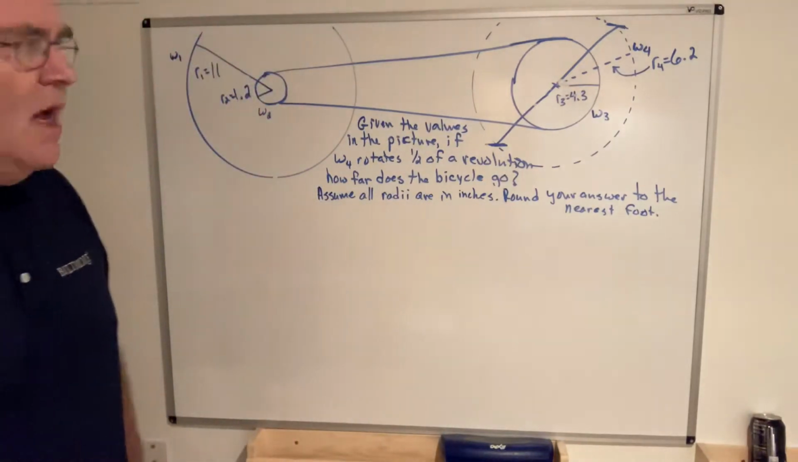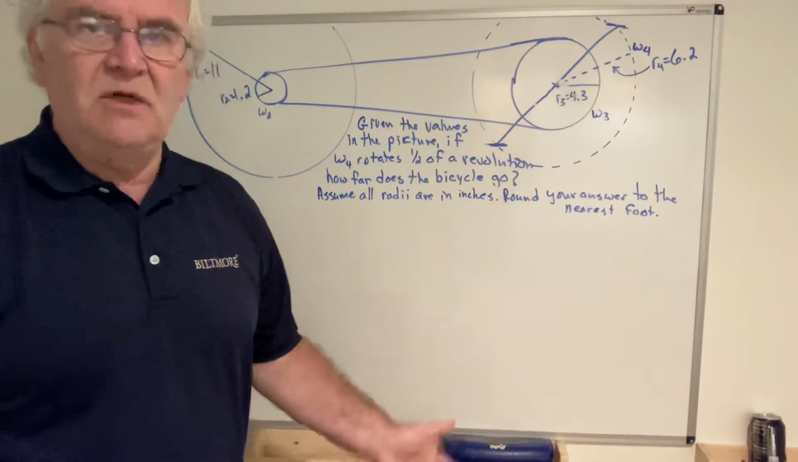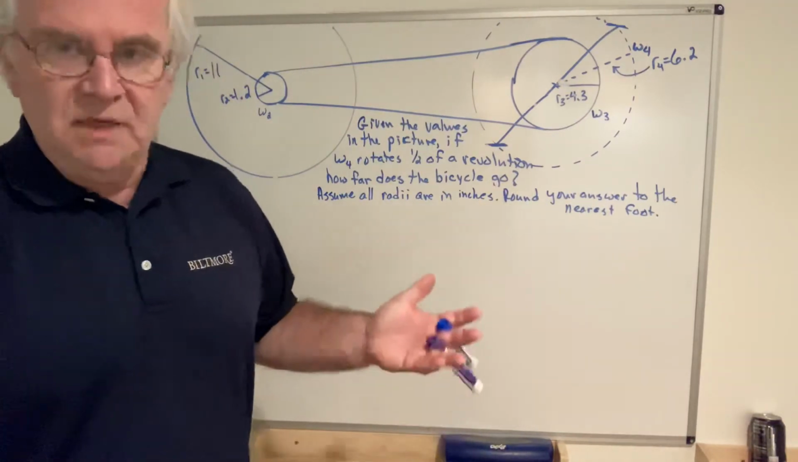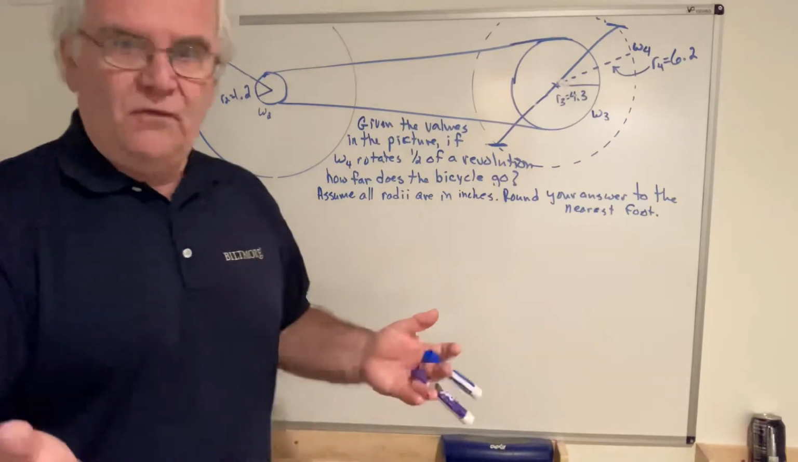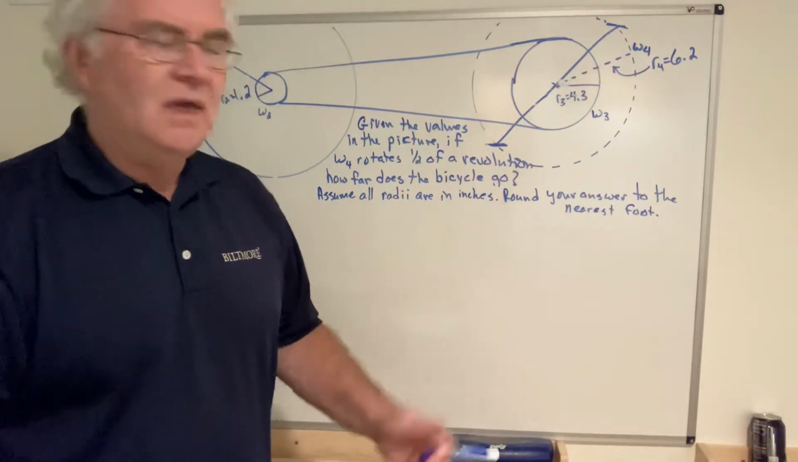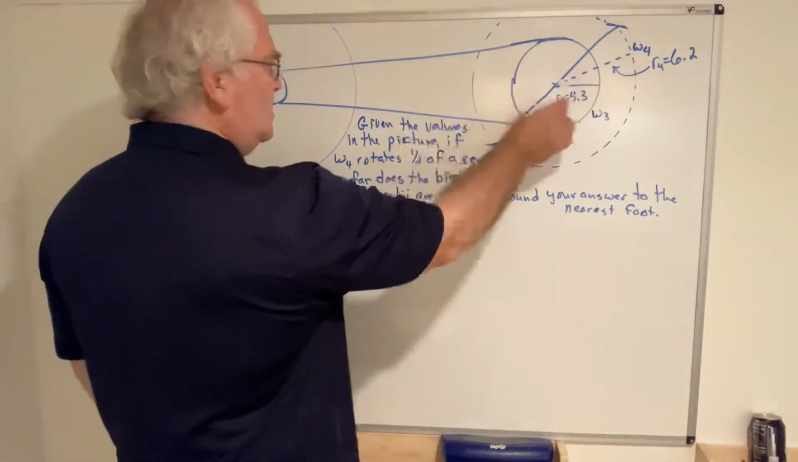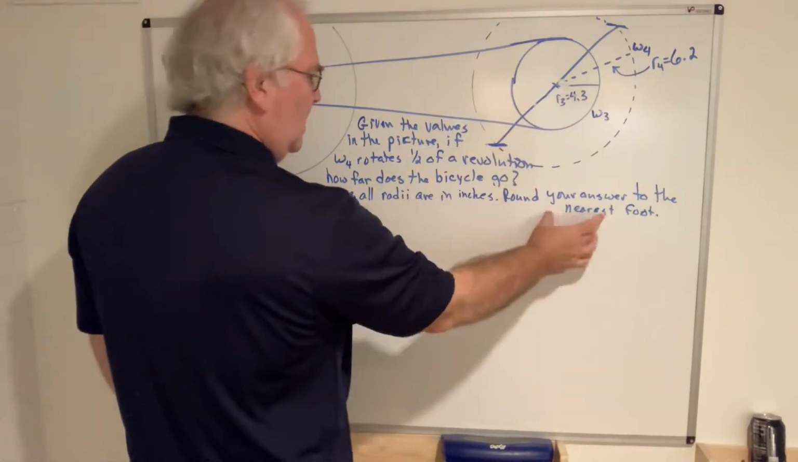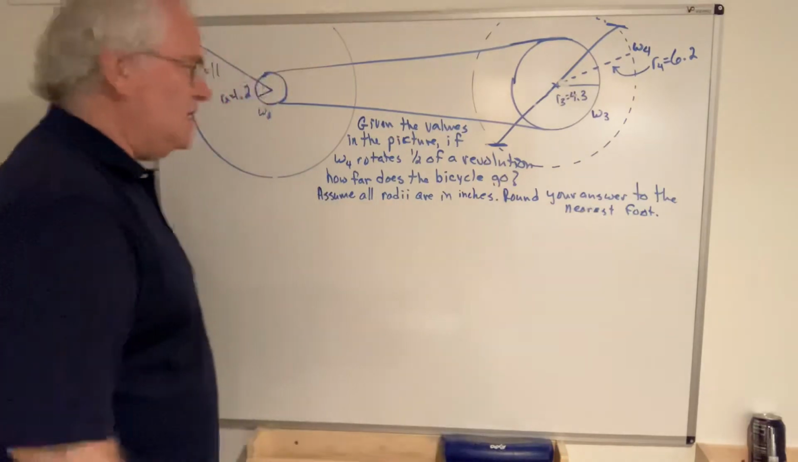So be careful when we get our final result here. It's going to be in inches. If you know inches, you divide by 12 to get feet. If I have 24 inches, divide by 12, that's 2 feet. And so remember, our answer is going to be in inches. You're asked to find your answer to the nearest foot.